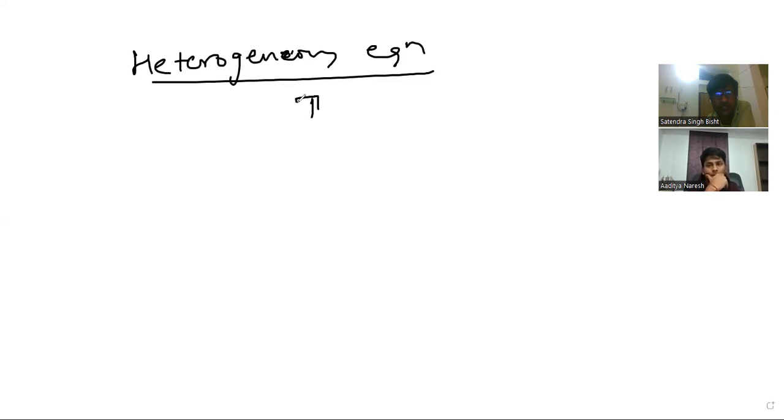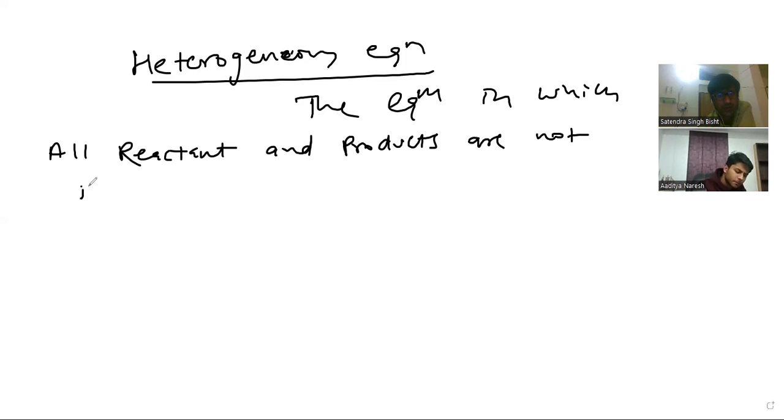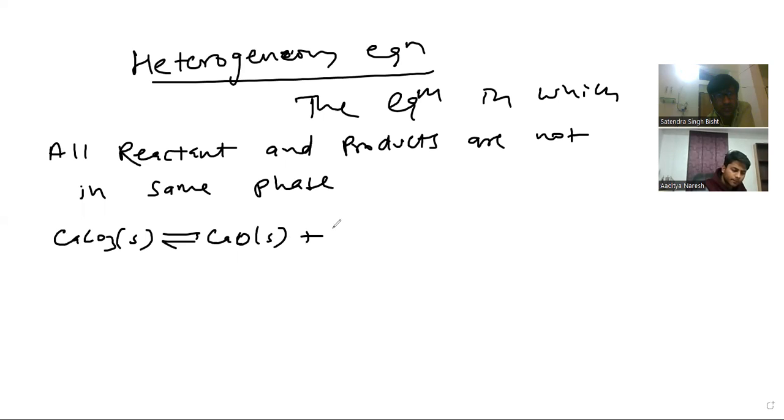The equilibrium in which all reactants and products are not in the same phase, like CaCO3, solid state, gives CaO, this one is solid state, plus CO2, this one is in gaseous state. This is the example for heterogeneous.